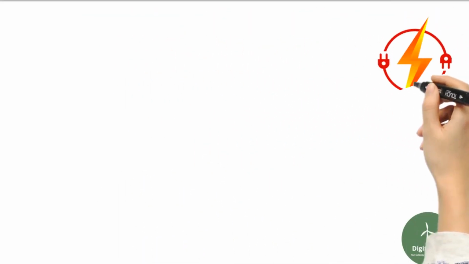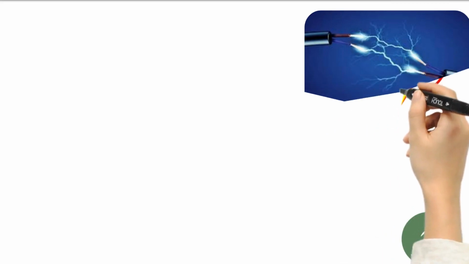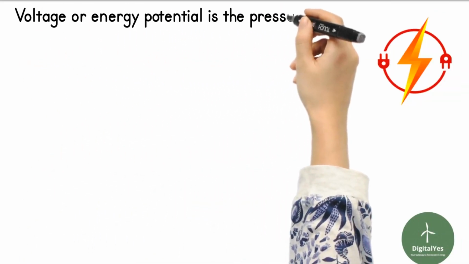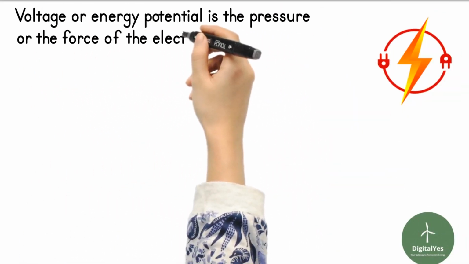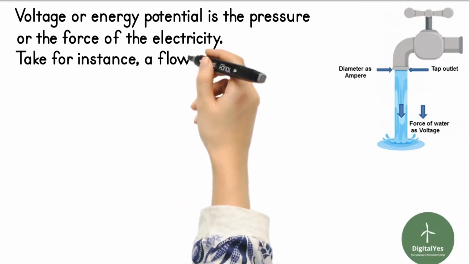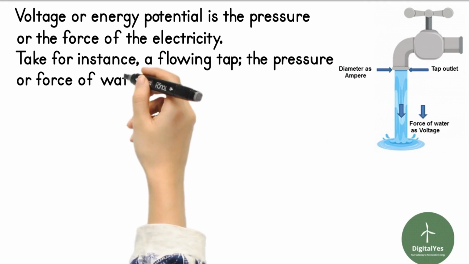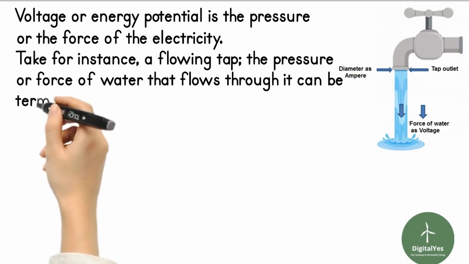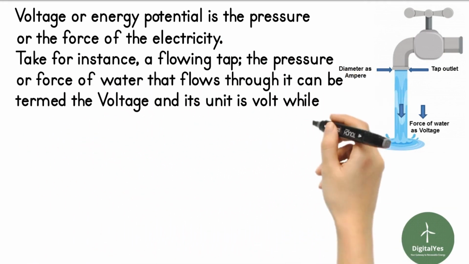Voltage or energy potential is the pressure or the force of the electricity. Take for instance, a flowing tap. The pressure or force of water that flows through it can be termed the voltage, and its unit is volts. While the thickness or diameter of the tap outlet can be described as the amp.